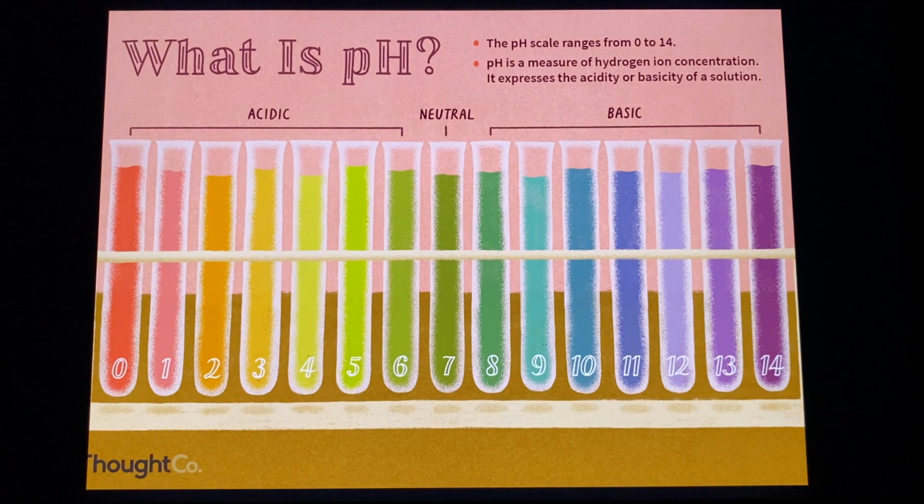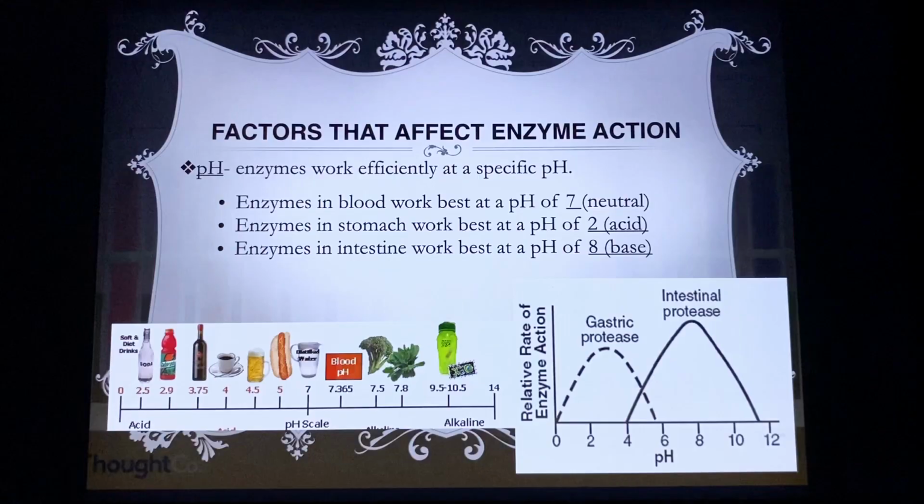So we're going to talk about what pH is. The pH scale ranges from 0 all the way to 14, and it measures the hydrogen ion concentration. What is that? That's acidity. It expresses the acidity or basicity of a solution. So we have acids and bases. Acidic, think of an orange or pineapple. As far as the acidic go, we need those in our stomach to help us break down all those macromolecules we take in.